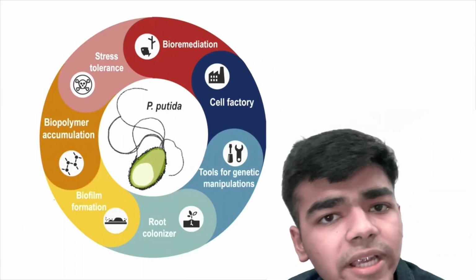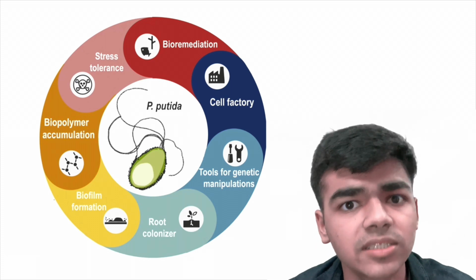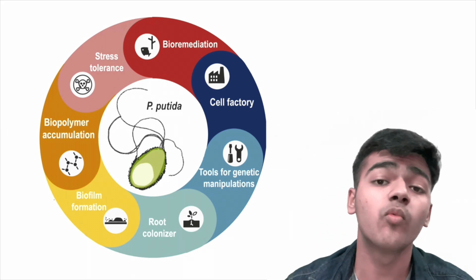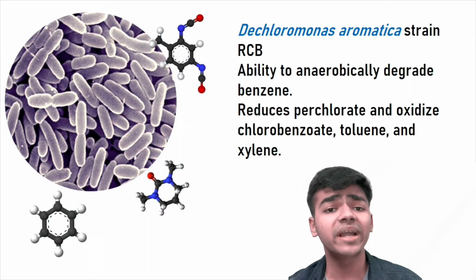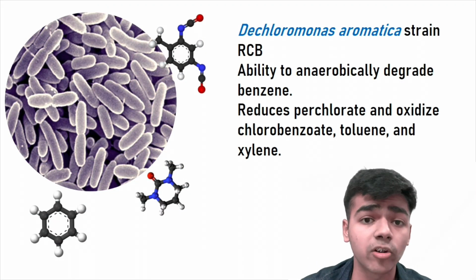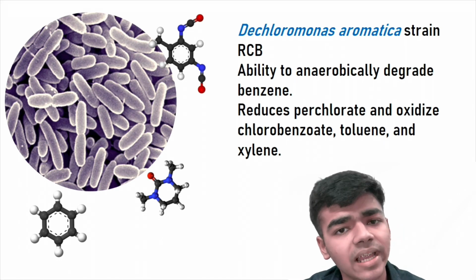Moving on to the role of microbes in bioremediation. A certain species of Pseudomonas putida has been widely used in oil spill decontamination. A strain of bacteria called Dechloromonas aromatica shows the ability to anaerobically degrade benzene, xylene, and other aromatic compounds.